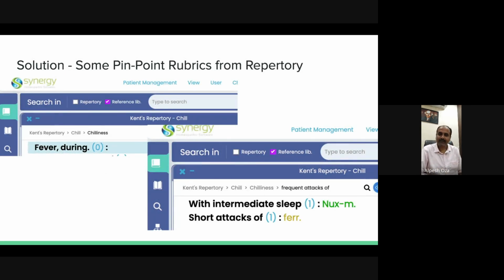There are some rubrics in the repertory. For example, in Kent's repertory, there is a rubric which says chilliness, fever during, but there are no remedies because it's a cross reference to somewhere else. But if there are frequent attacks of chilliness, which happened in one of my cases, I gave him Ferrum metallicum, which helped him.